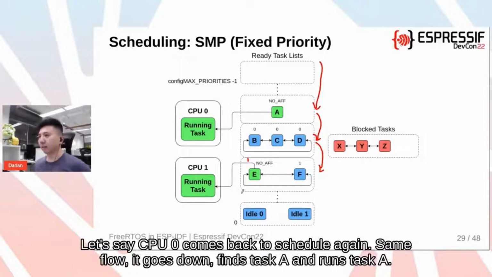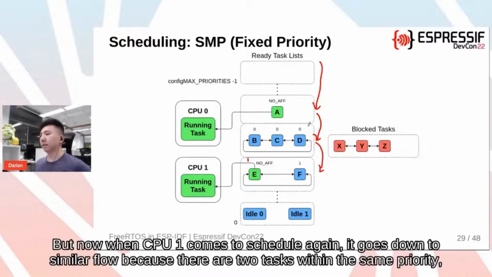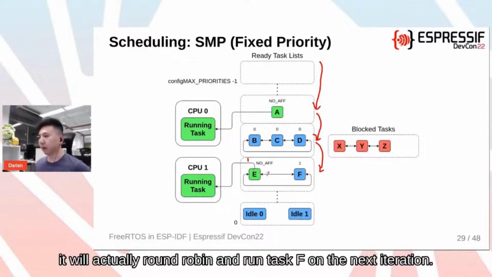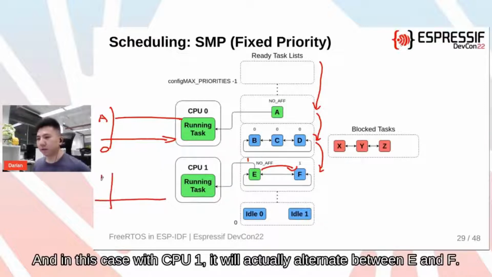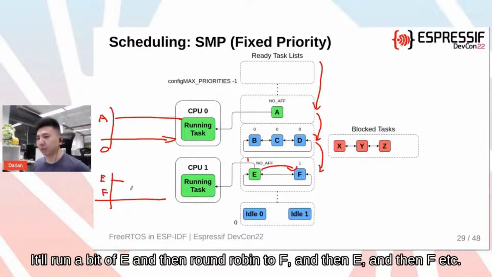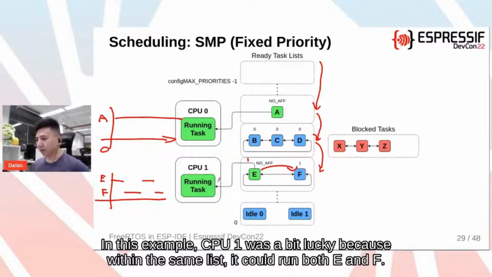And let's say CPU 0 comes back to schedule again, same flow, it goes down, finds task A, runs task A. But now when CPU 1 comes to schedule again, it goes down the similar flow, but because there are 2 tasks within the same priority, it will actually round robin and run task F on the next iteration. So the scheduling diagram will look something like this. For CPU 0, it would just be running task A all the way through. And in this case, CPU 1 will actually alternate between E and F. It will run a bit of E and then round robin to F, and then E and then F, etc. In this example, CPU 1 was a bit lucky because within this same list, it could run both E and F.